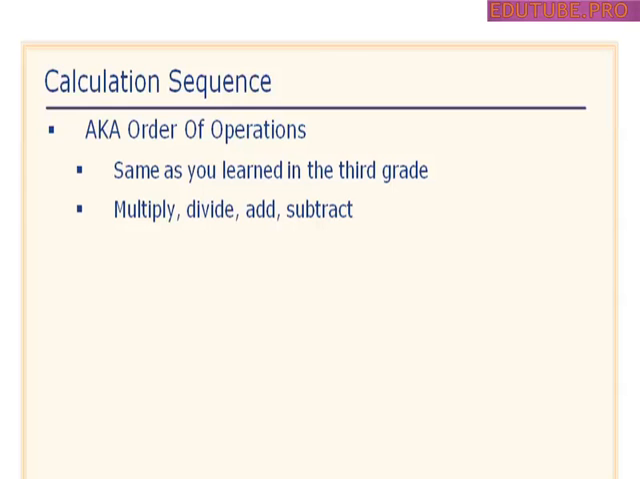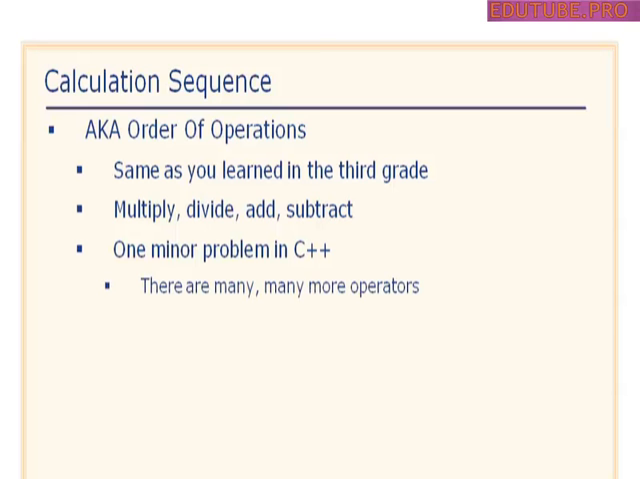Now, you don't want to depend on that, obviously, and there's one minor problem with C++ when it comes to order of operations. What you learned in the 3rd grade still works, but there are many, many more operators. And I'm not even going to list all the operators. There's probably 30 of them. And we're talking about the not symbol, greater than, less than, greater than or equal to, your increment and decrement operators, and on and on and on. So how do we make sure that a calculation produces the correct results and the results that we expected?